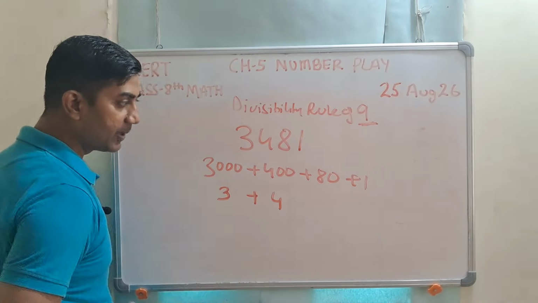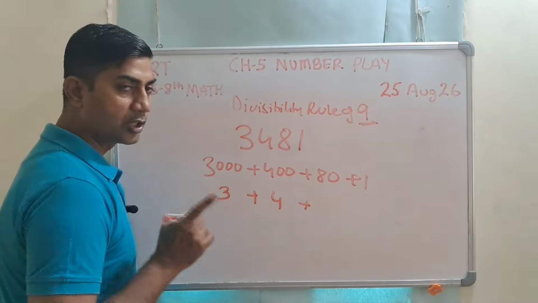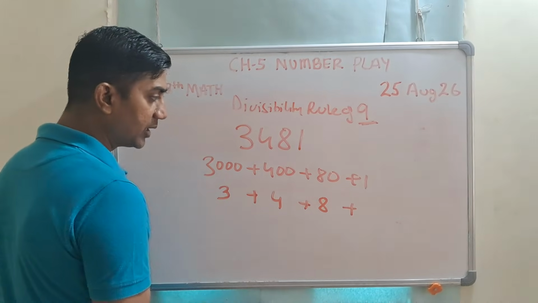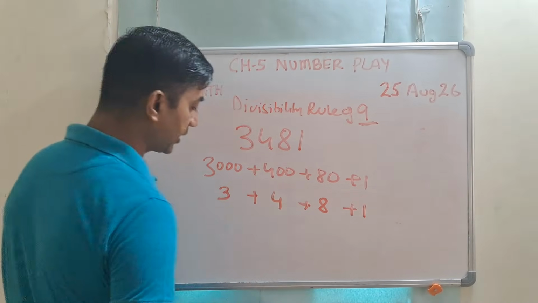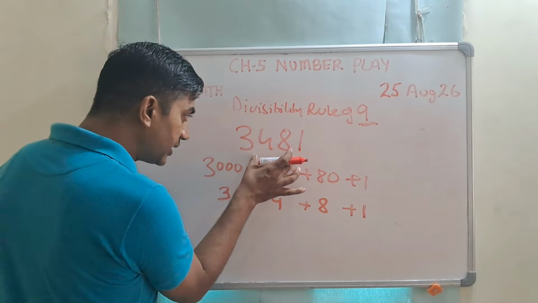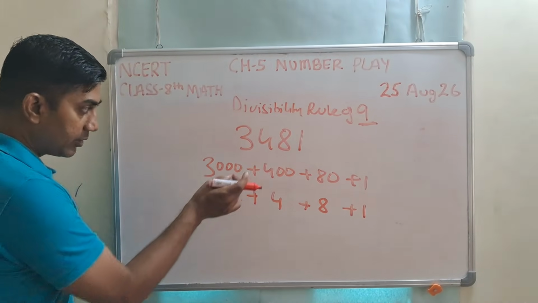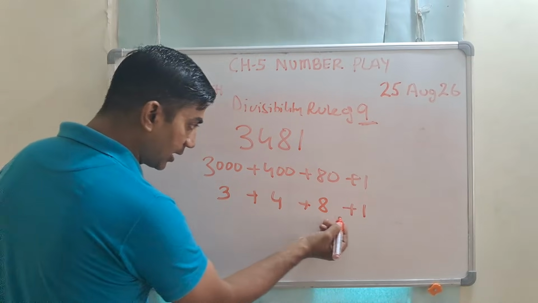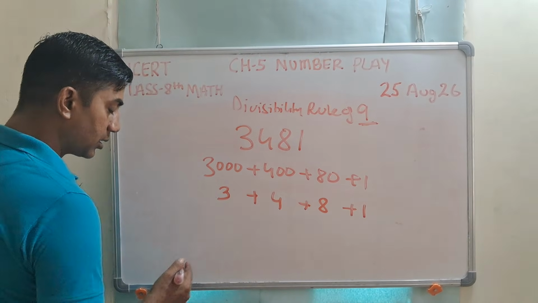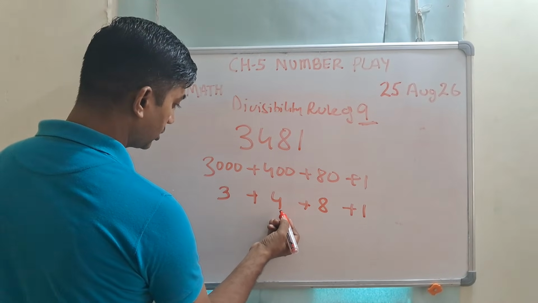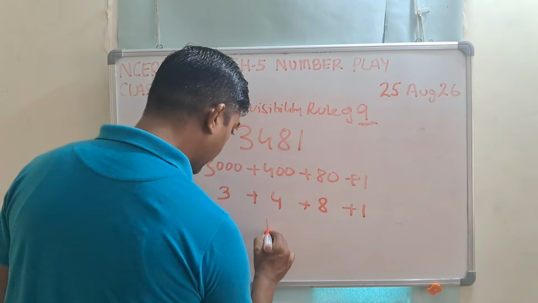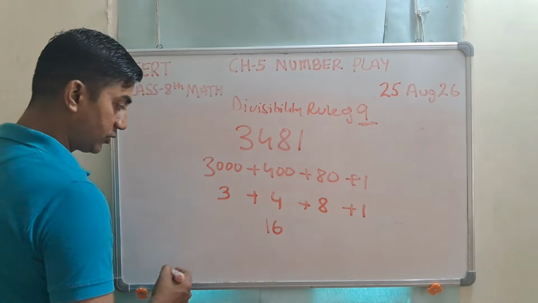And when you divide 80 by 9, what remainder will you get? You will get remainder 8. And when you divide 1, you will get remainder 1 only. Understood? Now see, by splitting the number, you get these remainders. Now add these remainders. 3 plus 4, 7. 7 plus 8, 15, plus 1, 16. The next result is 16. Understood? Now check this number.